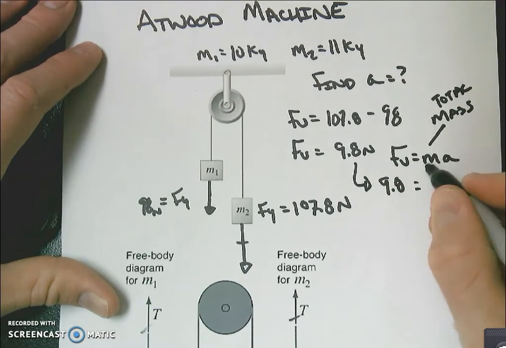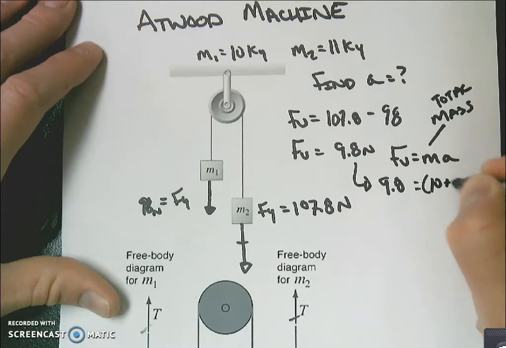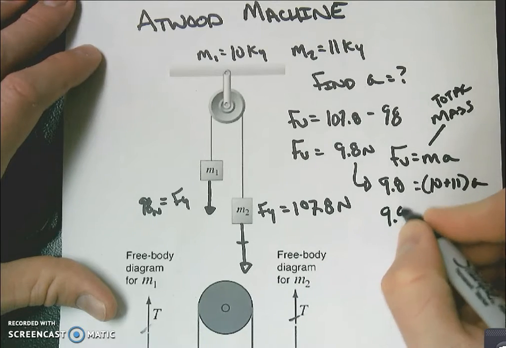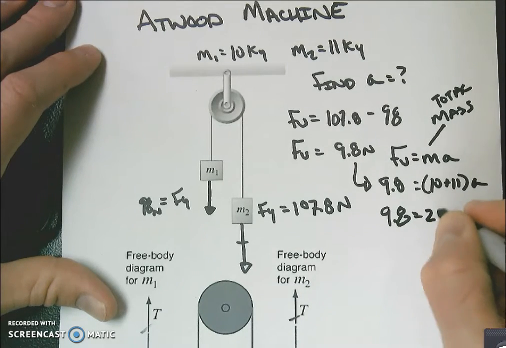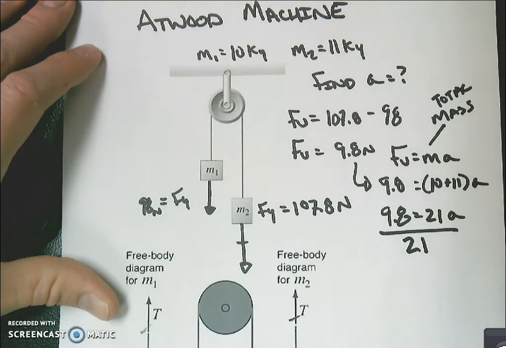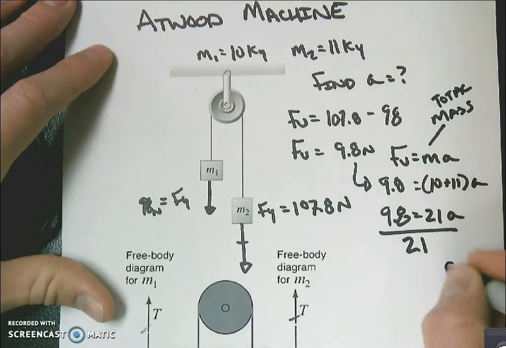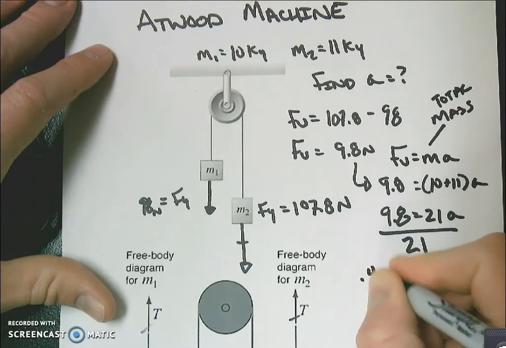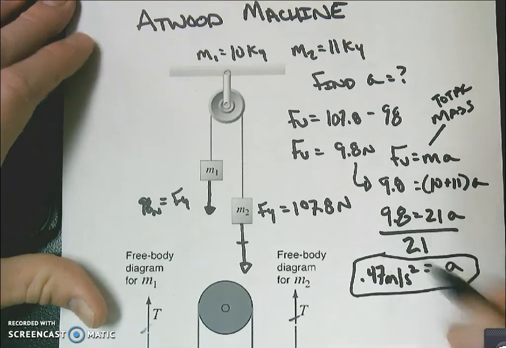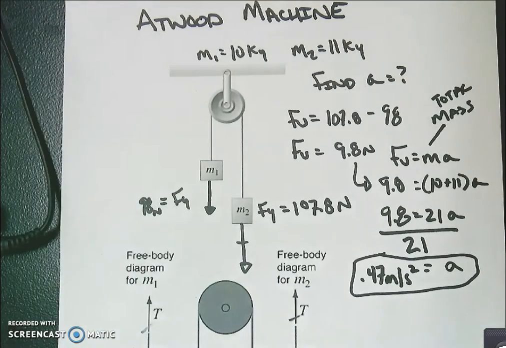Okay? Our mass is going to be 10 plus 11 times a. 10 for the smaller mass, 11 for the larger mass. So 9.8 ends up being equal to 21a. So if I divide both sides by 21, I get 0.47 meters per second squared. Okay, so that's the first question that we could answer about a situation like this.